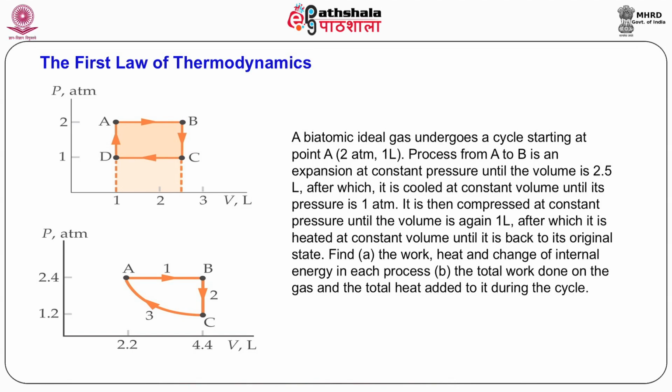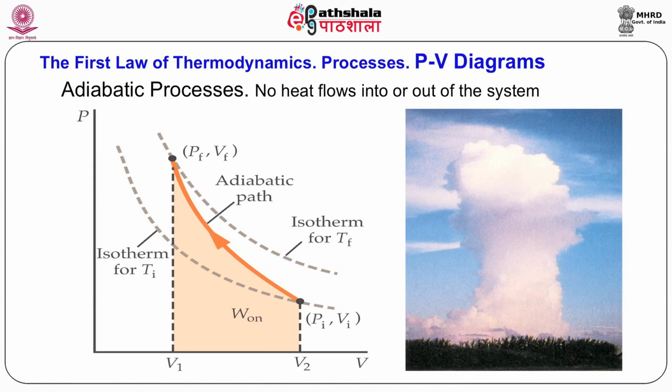Now what you have to do is find the work done, the heat and the change in internal energy in each process, and also the total work done on the gas and the total heat added to it during the cycle. In the first law of thermodynamics, for an adiabatic process, no heat flows into or out of the system. This is what is shown here three times. Adiabatic path: there is no heat flow in or out of the system.